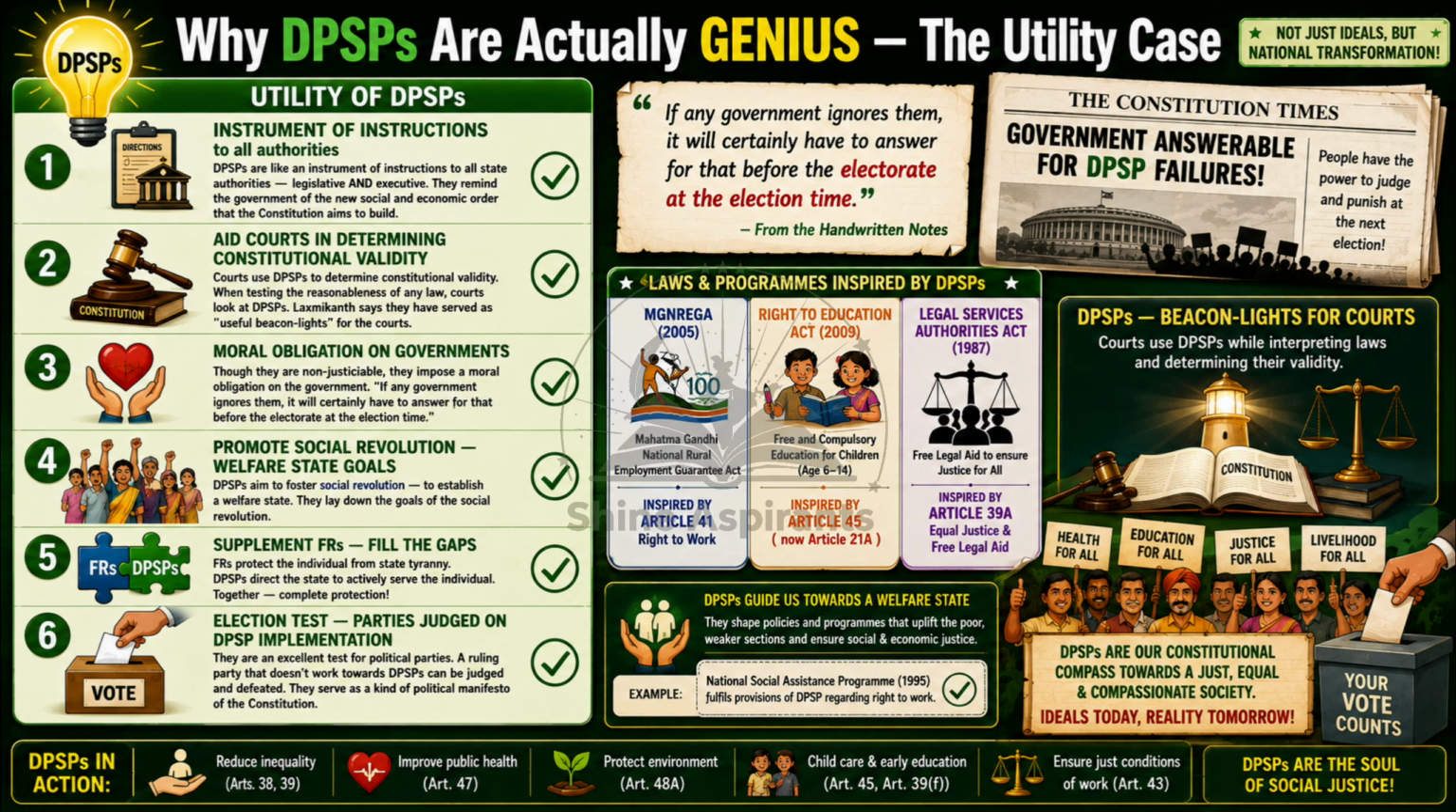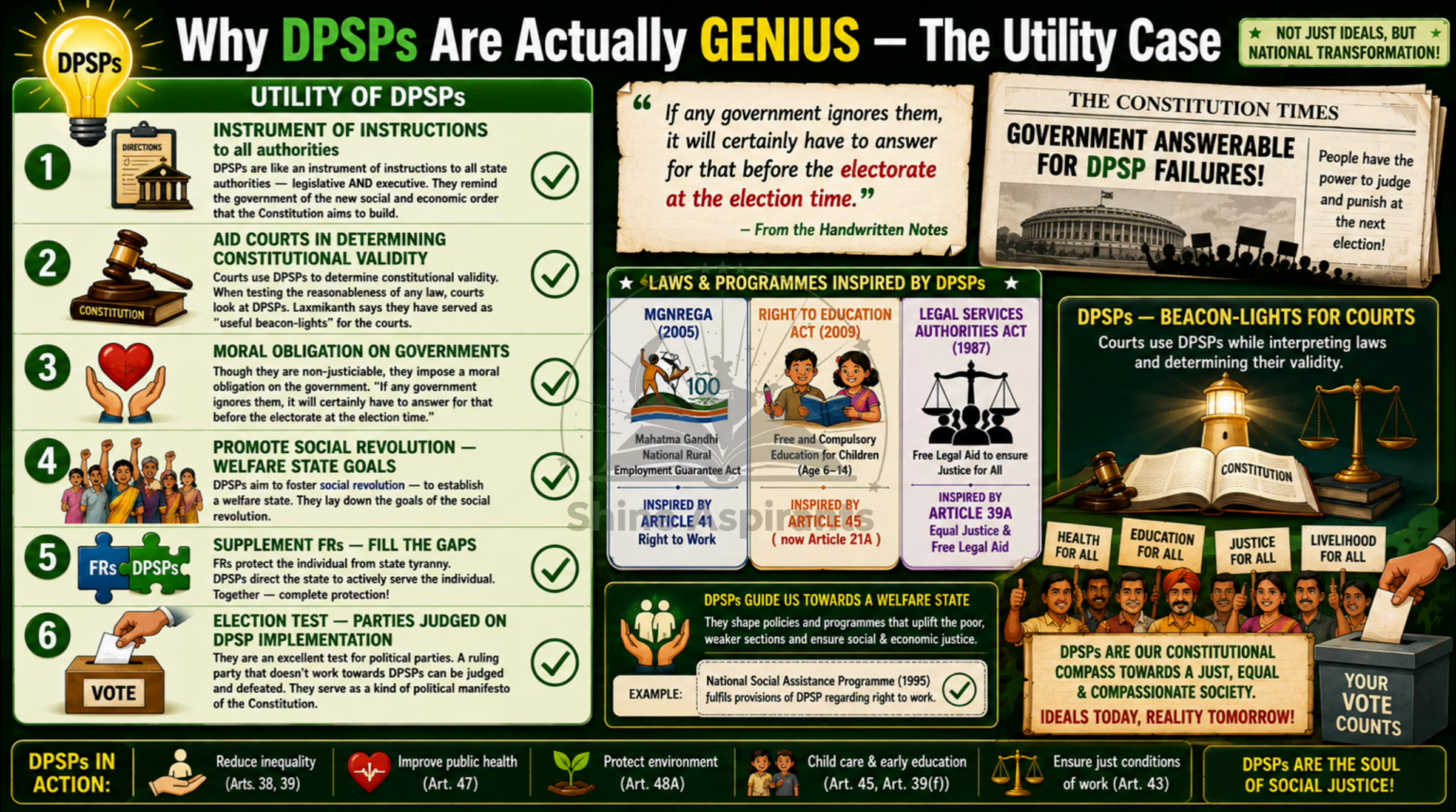Utility and importance of DPSPs. Now let's flip the coin. Why are DPSPs actually brilliant? Point 1. DPSPs are like an instrument of instructions to all state authorities, legislative and executive. They remind the government of the new social and economic order that the Constitution aims to build.